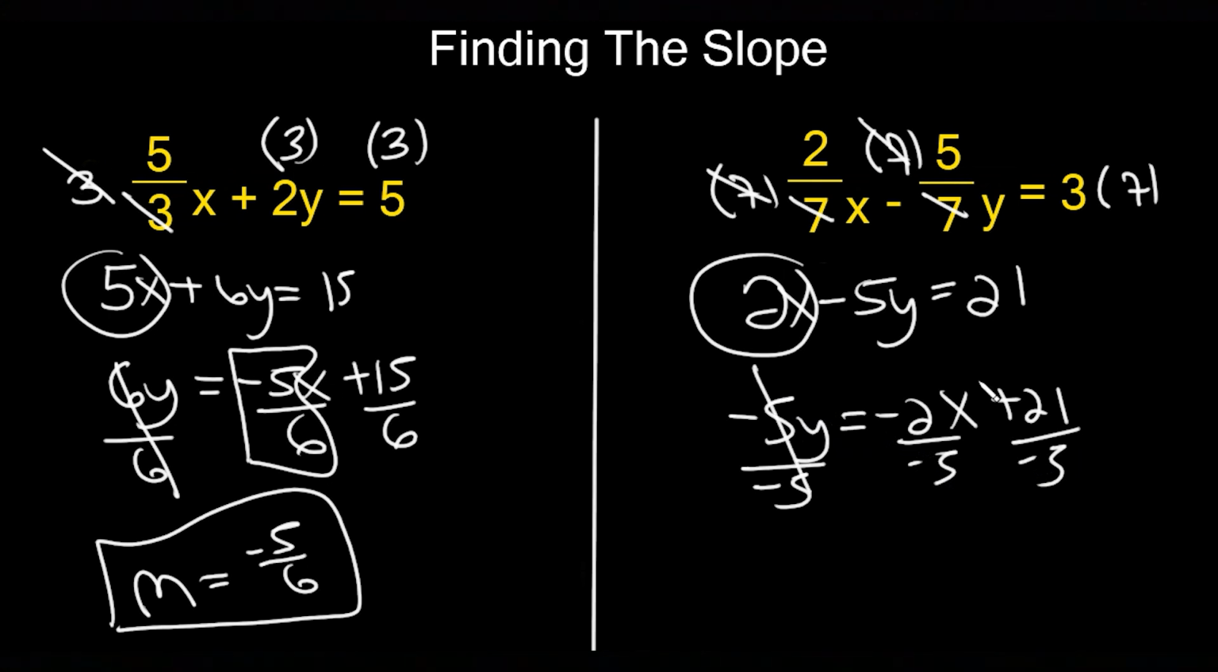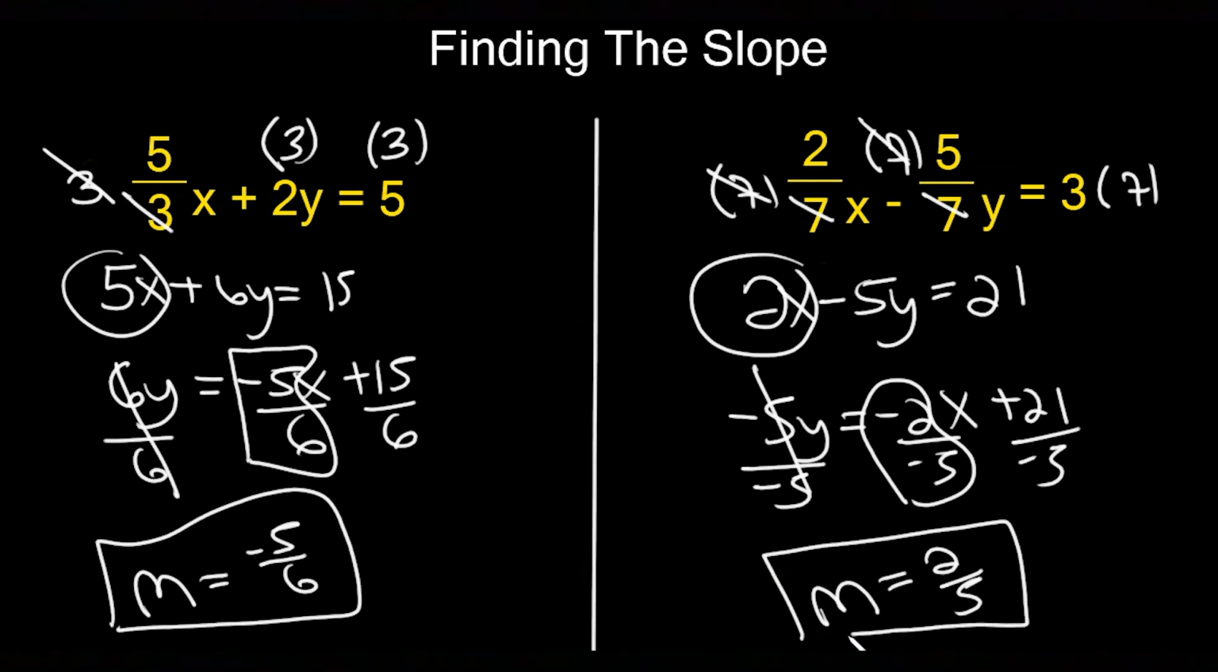This will cancel. So again, I care about this part right here. I'm dividing two negatives, so it will become positive. I get m is equal to 2 all over 5. And then we're done.